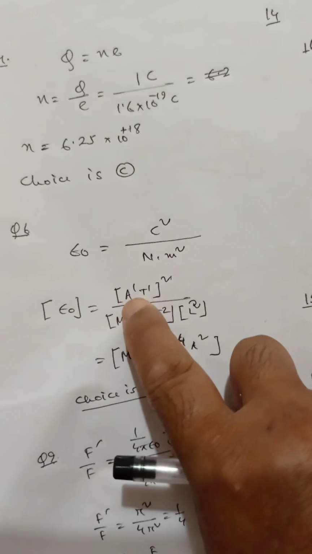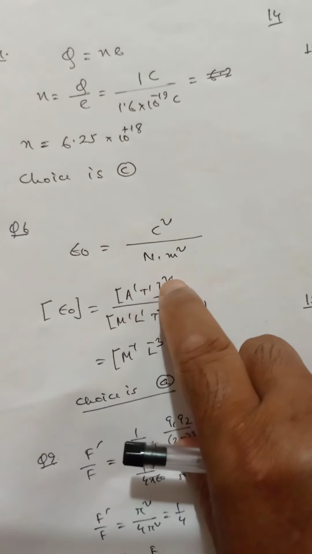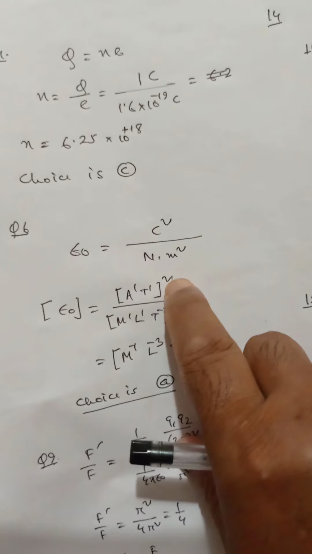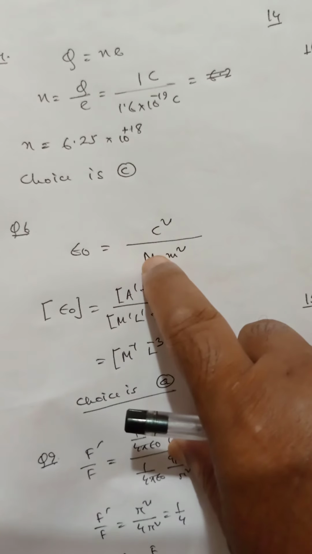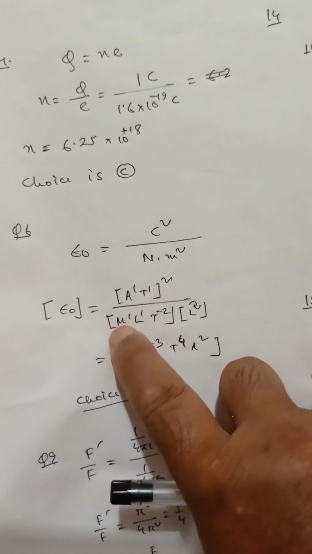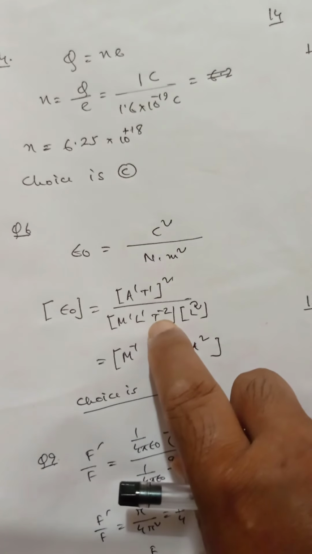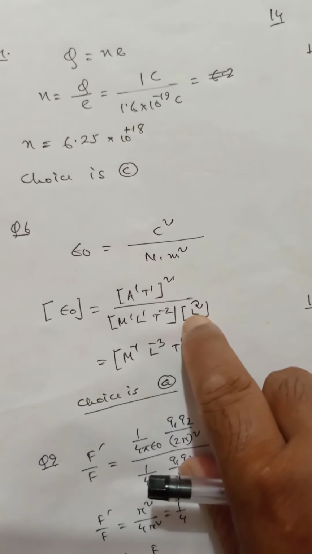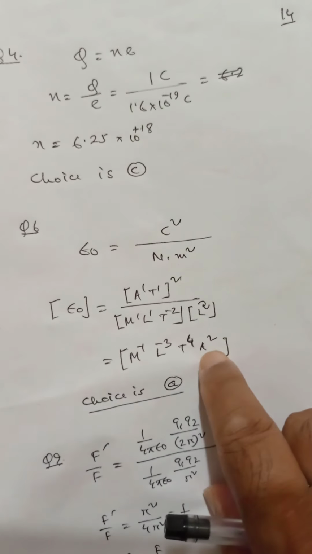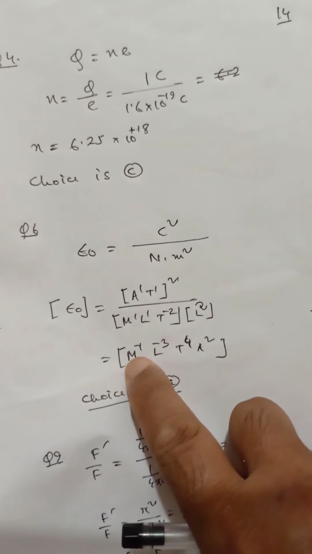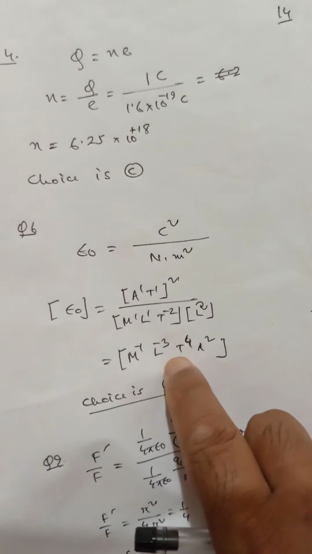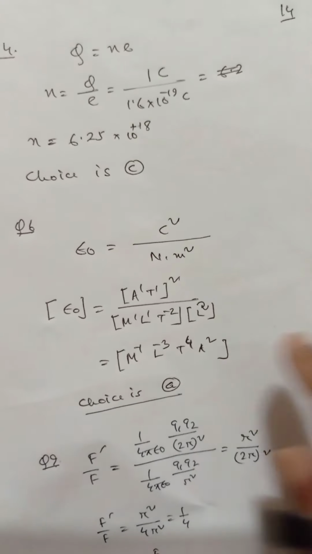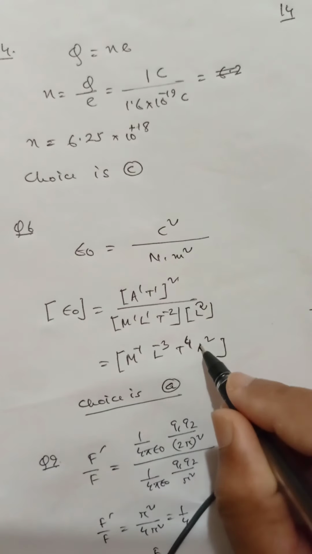So what is the dimension of charge? A1 T1. Coulomb square, so therefore this is squared. What is Newton? Newton is the SI unit of force. So what is the dimension of force? M1 L1 T to the power minus 2. Meter square means distance square. The dimension of distance square is L square. So this is M to the power minus 1, L to the power minus 3, T to the power 4, A square.